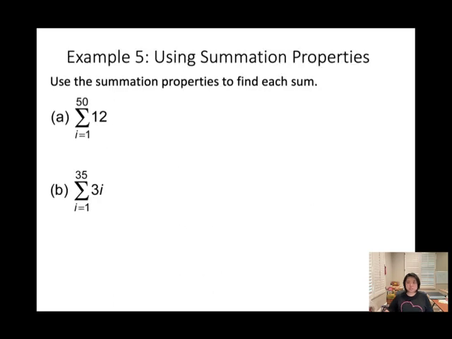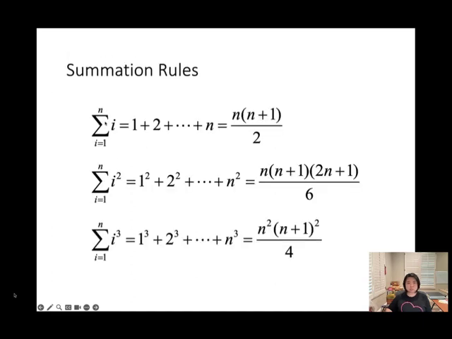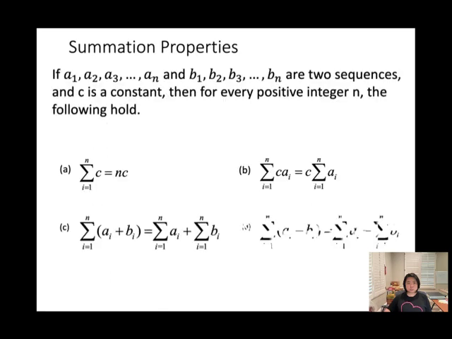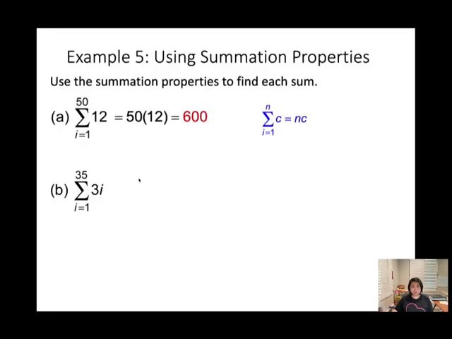Example 5, using summation properties. Use the summation properties to find each sum. So this one, we only have the constant. So you could use this property, right? That's a c here. So you're going to do n times c. Okay, n is 50 times the c.